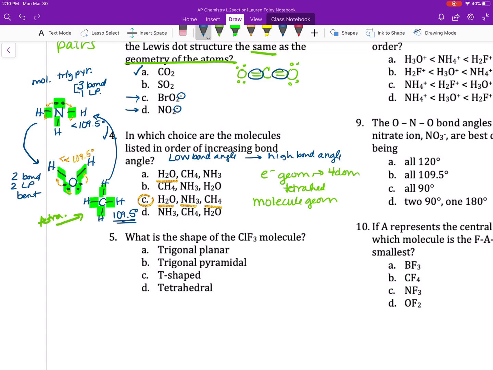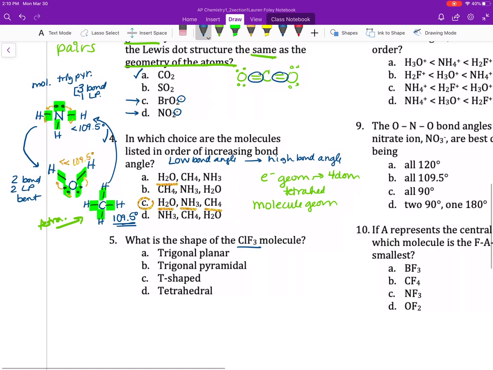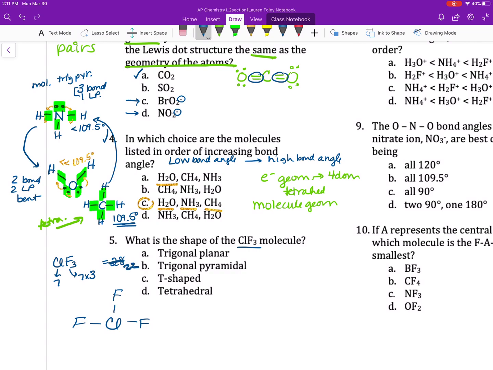Number 5, what's the shape of the ClF3 molecule? This will be the last one that I go over because I think with the others, you've got the idea. So ClF3, chlorine has 7, each fluorine has 7, so we have a total of 28 electrons. Chlorine will go in our center. Let's throw the fluorines around it, so that's 6, we have 22 left. There's 18 here. So there's 4 left. They can both go on that chlorine center because the chlorine can expand its octet.